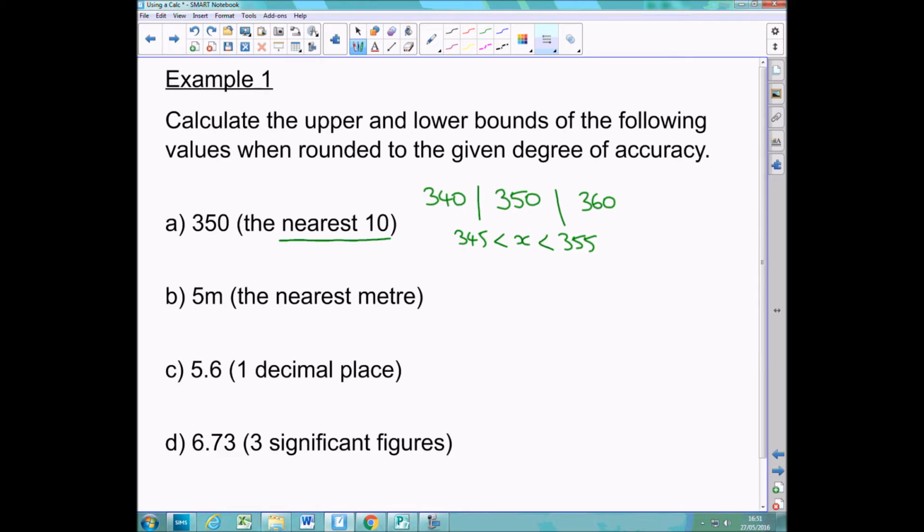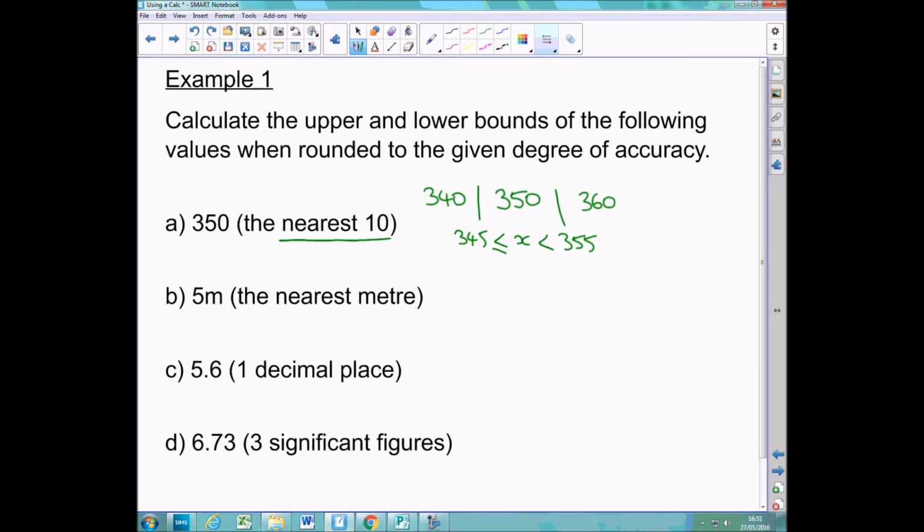Now, if you remember back to your rounding rules, if our value was 5, then the number rounded up. So we need to make sure that we also include this lower value, because if we had 345 and that was rounded, it would round to 350. But we're not going to put a line under the other one, because 355 would actually round up to 360, so that stays as it is.